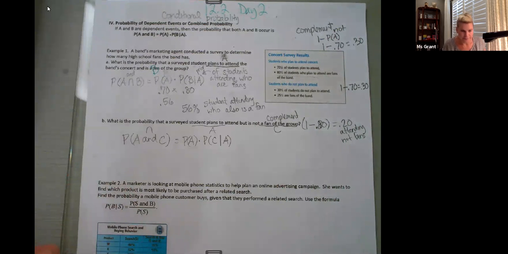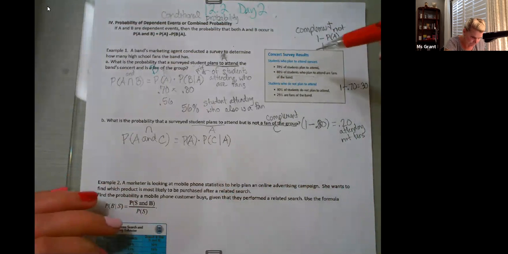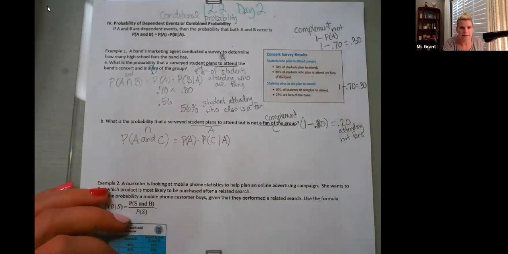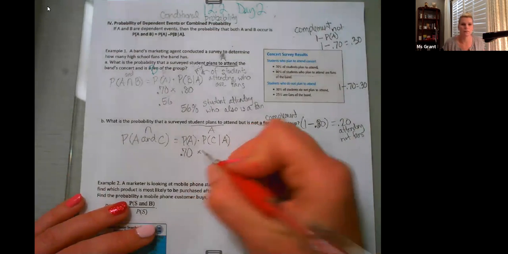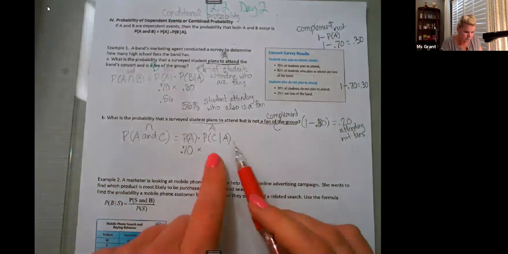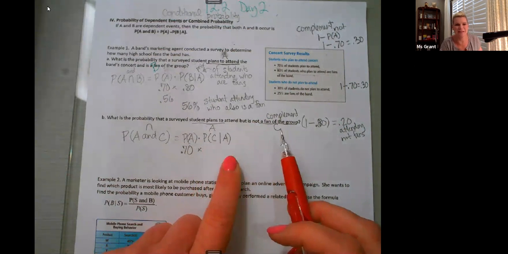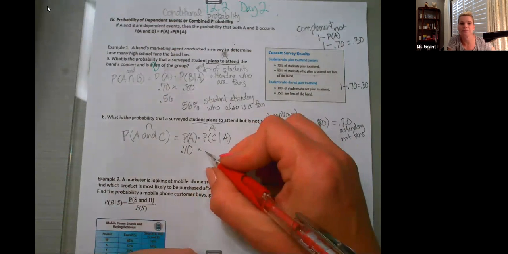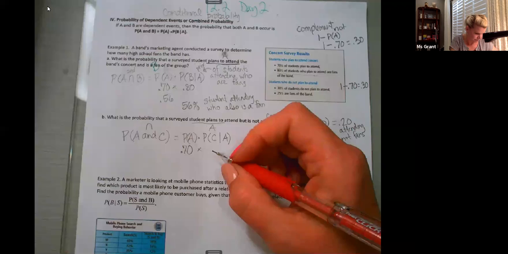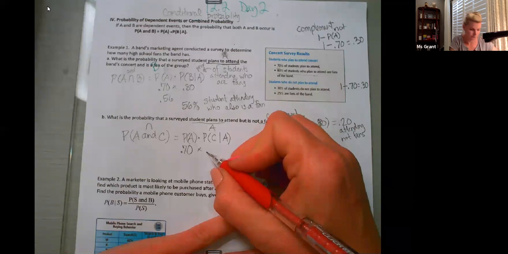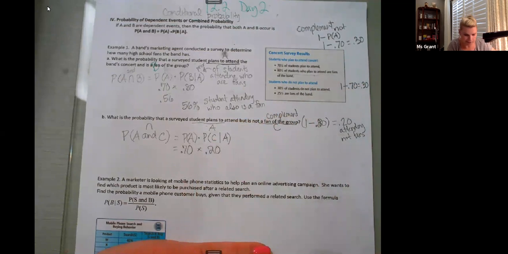Probability of A is the kids that are going. How many kids are going? 70% are going. Then this one, they're attending, but they're not a fan. Who's that? They're attending, but they're not a fan. What value? 0.20. Thank you for volunteering. When you multiply those out on your calculator, quick.